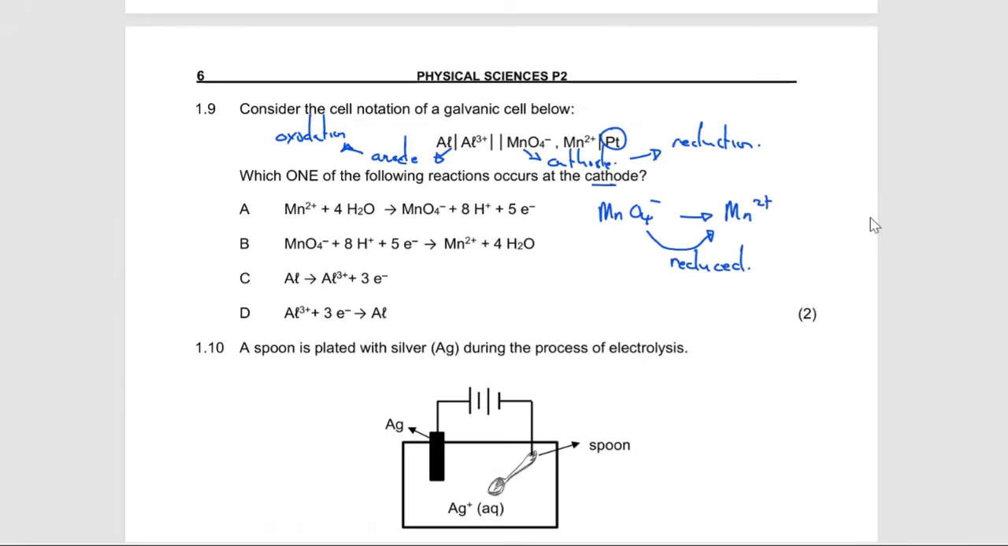Automatically we can see here they said at the cathode. So we have identified our cathode, which means options C and D are already out. They are incorrect. Now we're left with options A and B. To consider options A and B, we're going to look at Mn in MnO4, and go through the redox reactions.